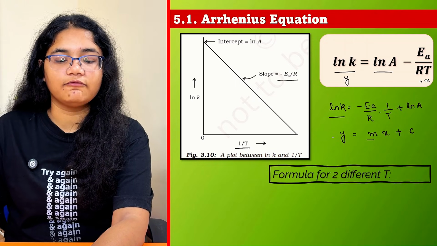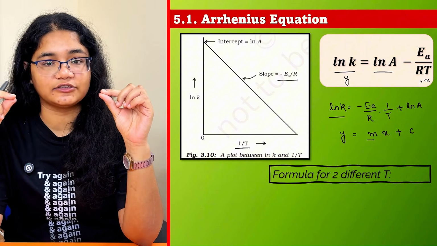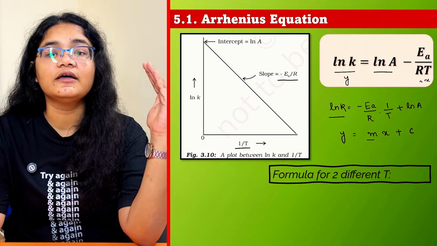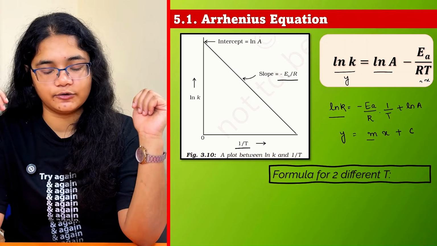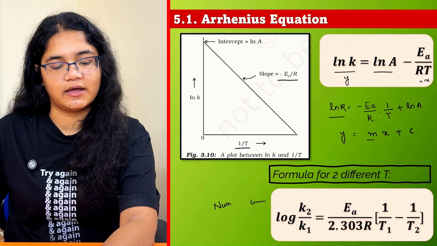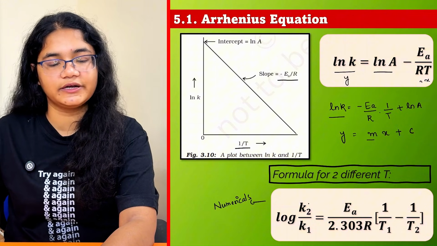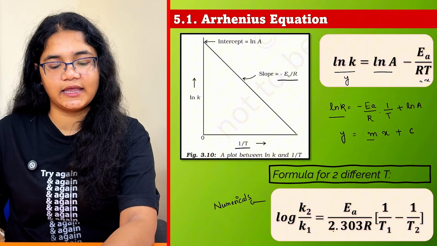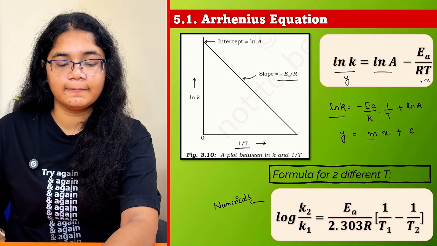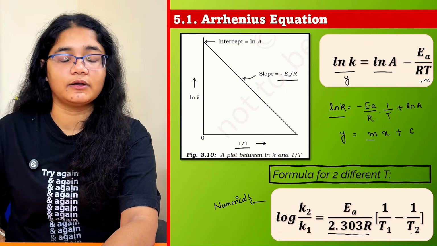Now we'll talk about when you have two different temperatures. We have studied earlier that for the same reaction at two different temperatures, you will have two different k values. That is because temperature highly affects the rate of the reaction, and higher temperature means higher k value. So for two different temperatures we have this formula, and this is what we will mostly be using for numericals also. Log of k2 by k1, where k2 is the rate constant at T2, is equal to EA by 2.303 R into 1 by T1 minus 1 by T2.